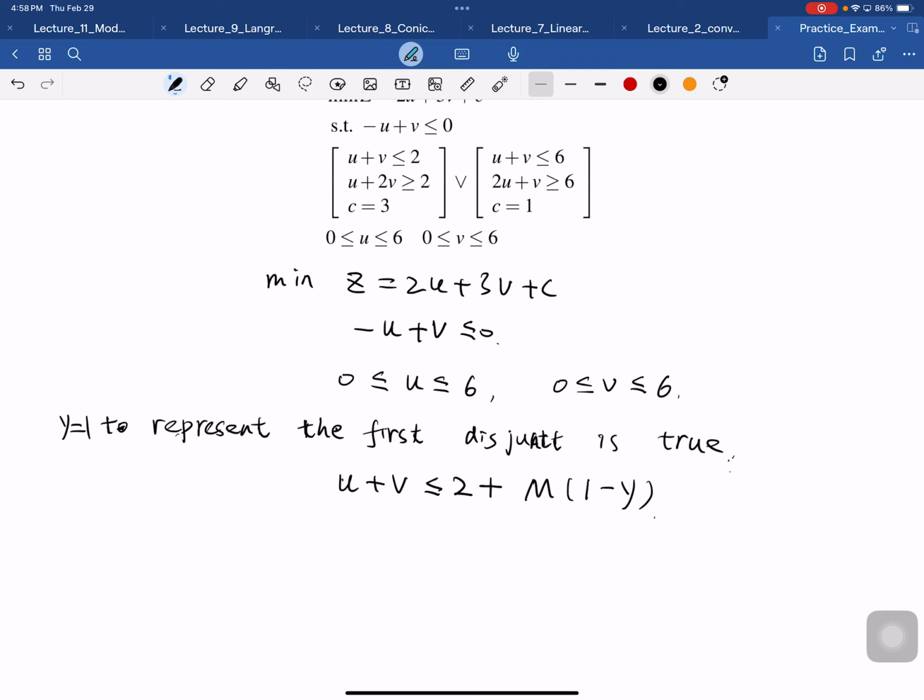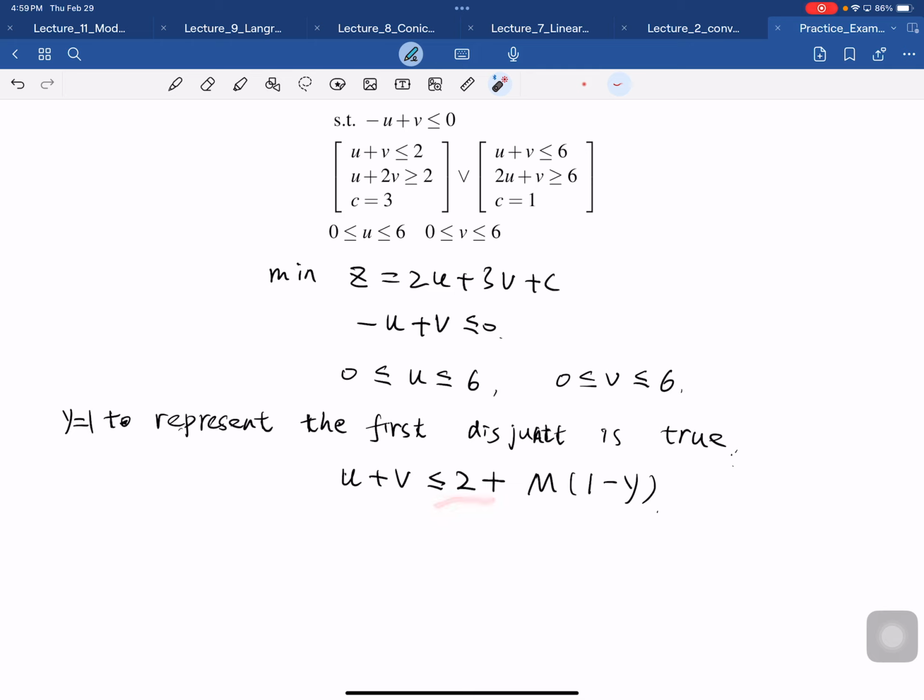Yeah, 12. Why do you say that? Because u and v are between 0 and 6, so if you sum up. Yeah, exactly. You already have u and v between 0 and 6, so no matter which disjunction is true, u plus v is less than or equal to 12. But you already have a 2 here, so you can pick M to be something like 10. So let's replace it by 10.